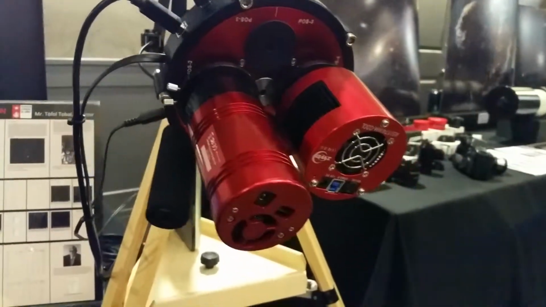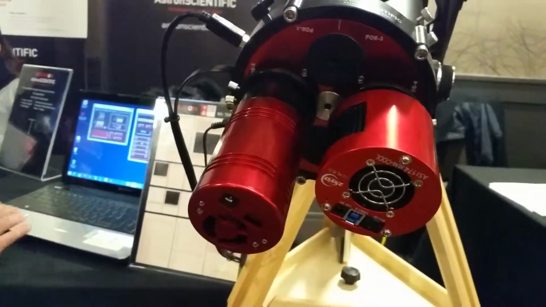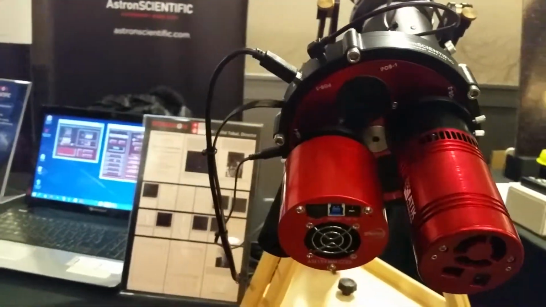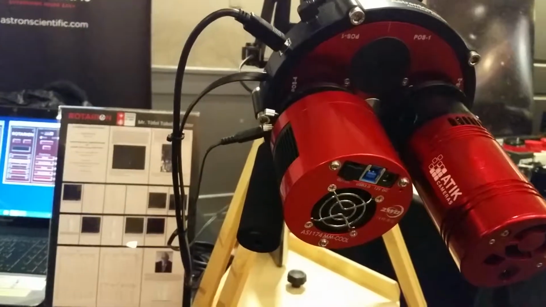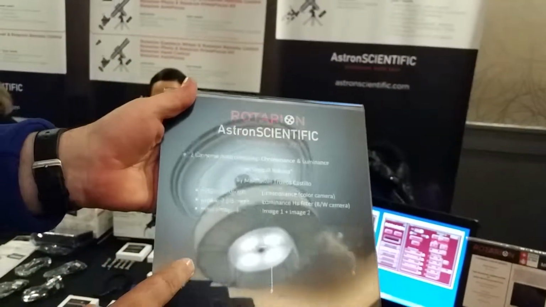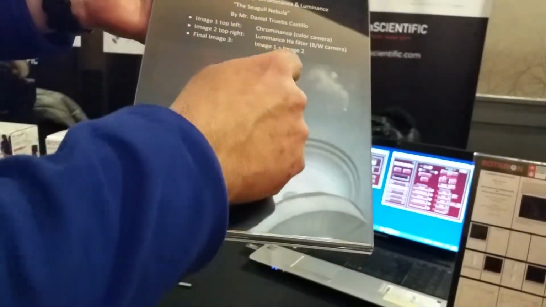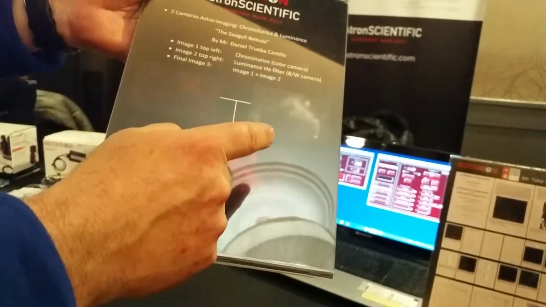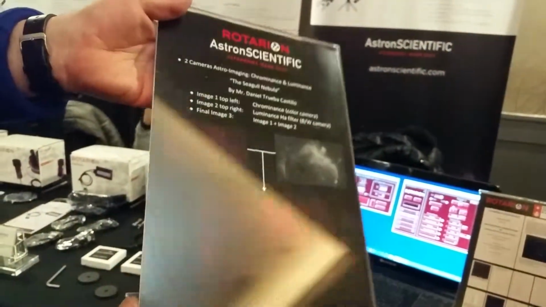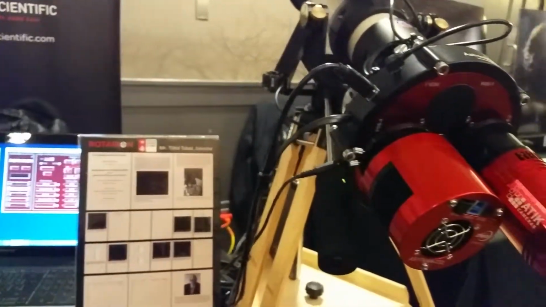Yep. So basically this solution is for the chrominance and luminance technique for imaging. Some guys are doing really short exposure with chrominance, really long exposure with luminance, and then they get a really high resolution image. Wow. With shorter exposure times than your standard RGBs. Wow.